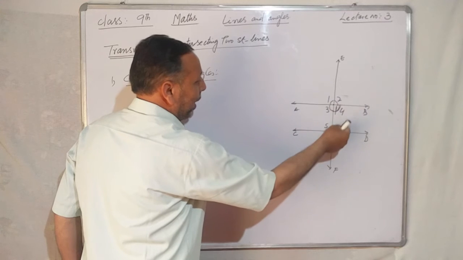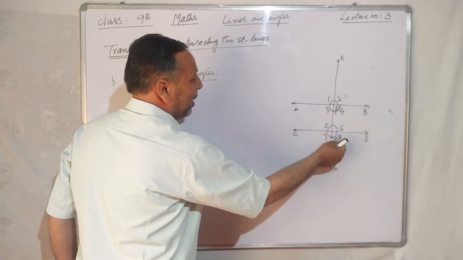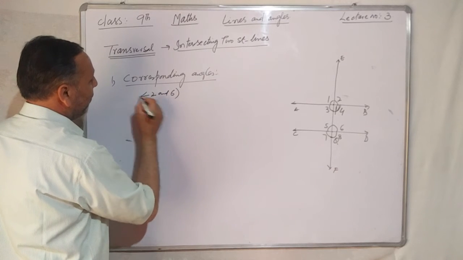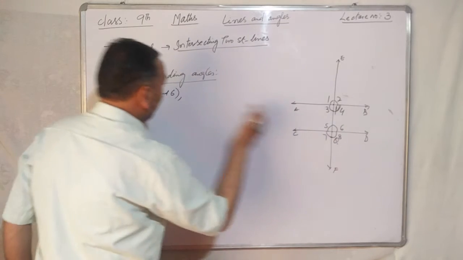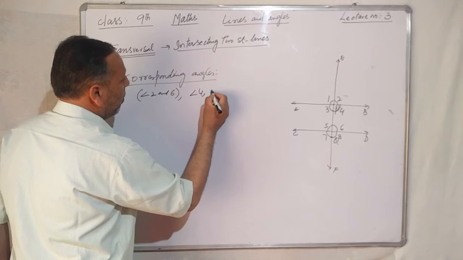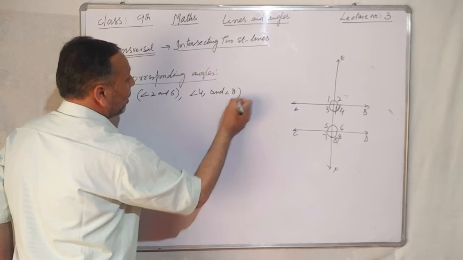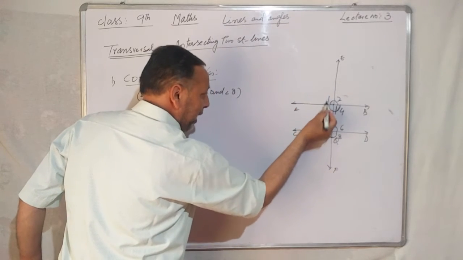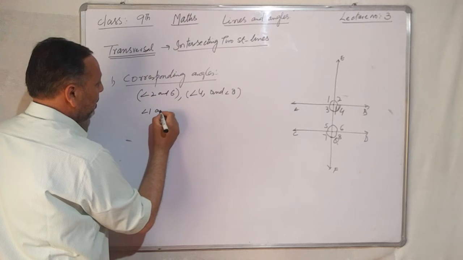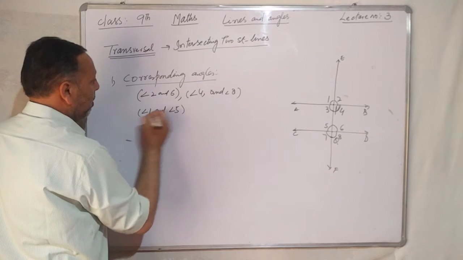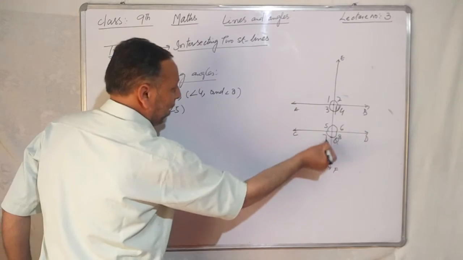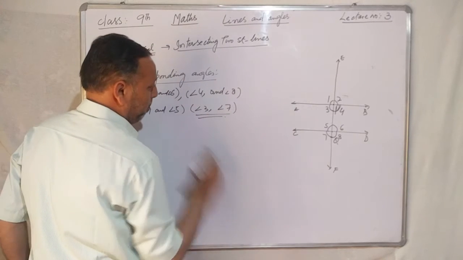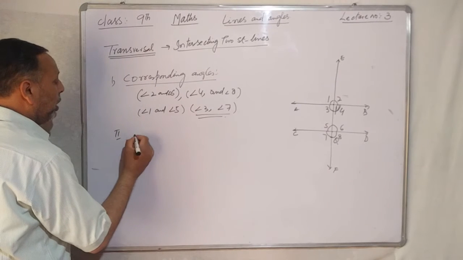For example, angle 2 and angle 6, angle 4 and angle 8 are corresponding angles. These are on the right side of the transversal. Now on the left side of the transversal, angle 1 and angle 5, angle 3 and angle 7 are corresponding angles.